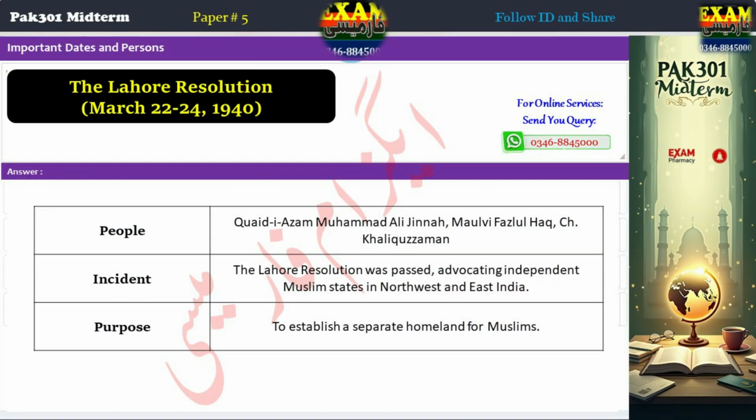The Lahore Resolution, March 22nd to 24th, 1940. People involved: Quaid-i-Azam Muhammad Ali Jinnah, Maulvi Fazlul Haq, Chaudhry Khaliquzzaman. Incident: the Lahore Resolution was passed, advocating independent Muslim states in Northwest and East India. Purpose: to establish a separate homeland for Muslims.